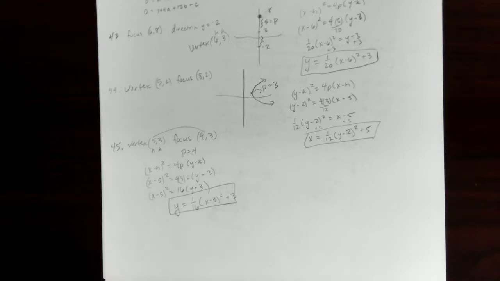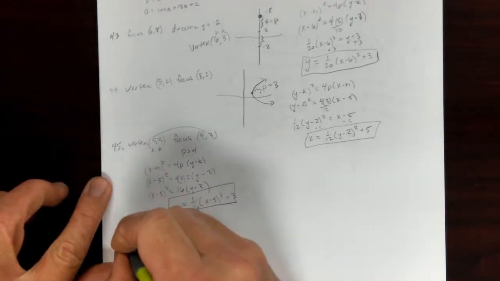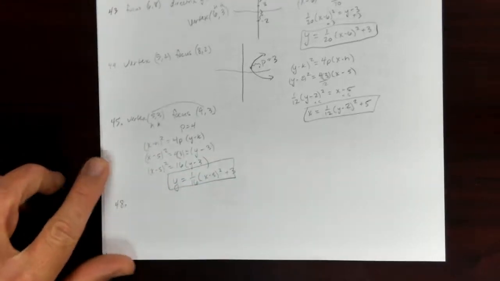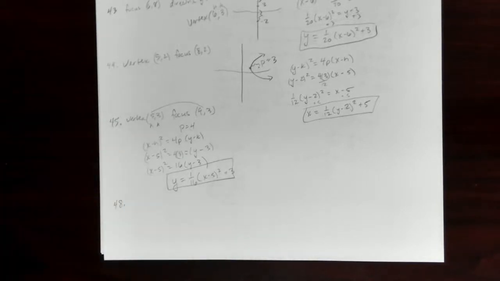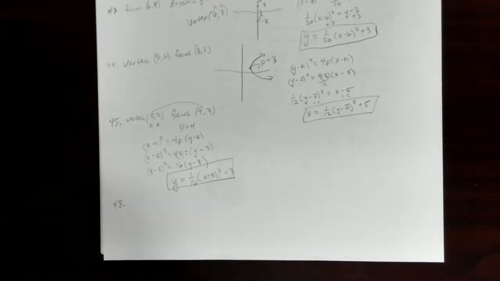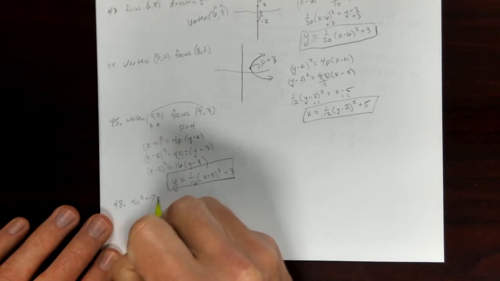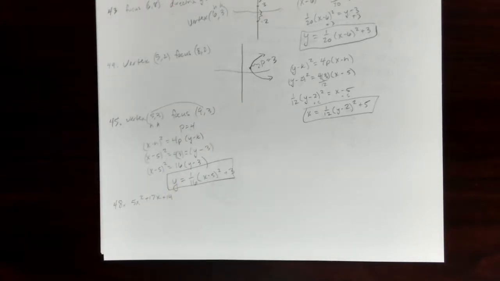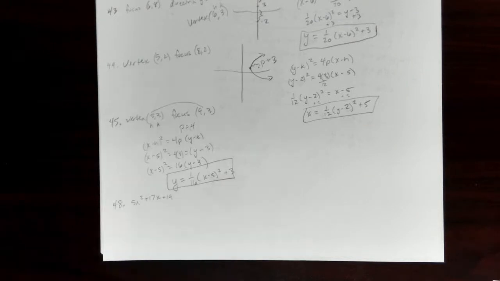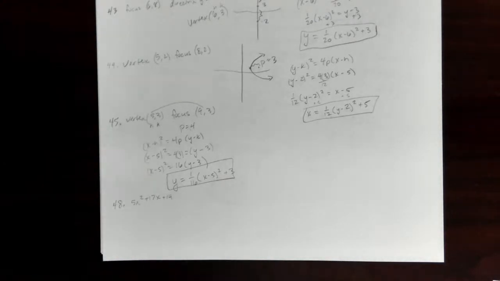Alright, let's go down to number 48. Number 48 says, what are the solutions of the quadratic equation? So let me write this down. We have 5x squared plus 17x plus 4. Again, we're going to find the solutions.